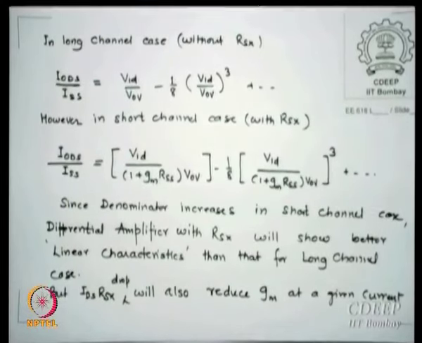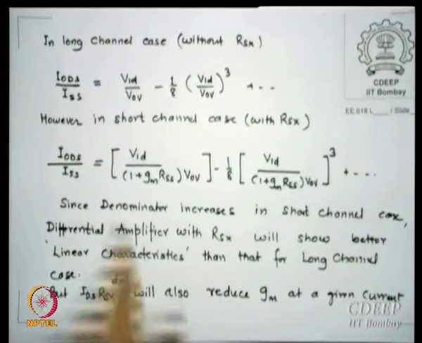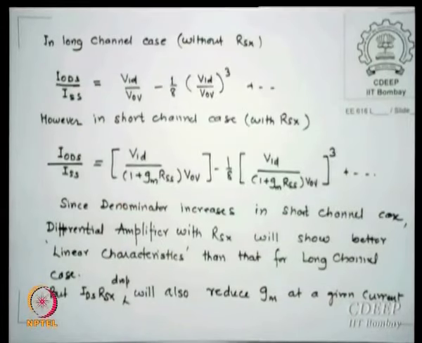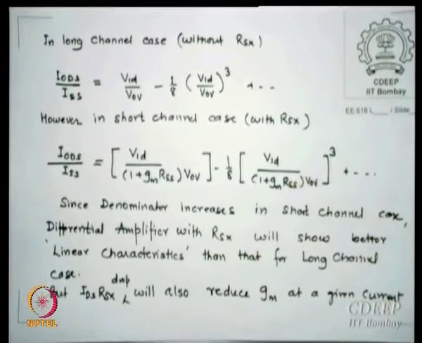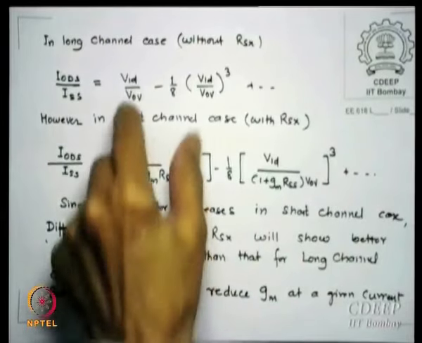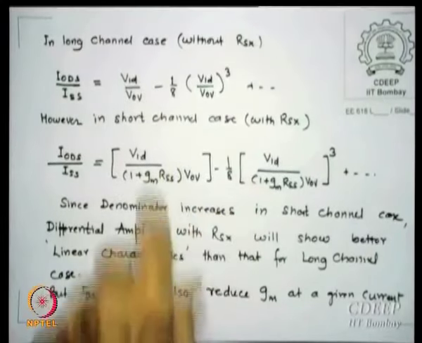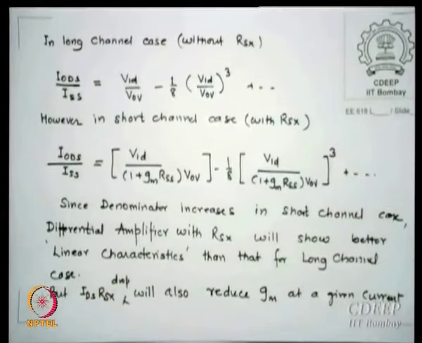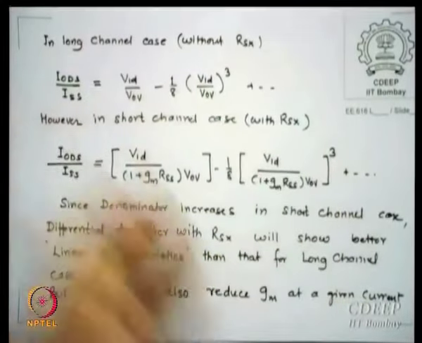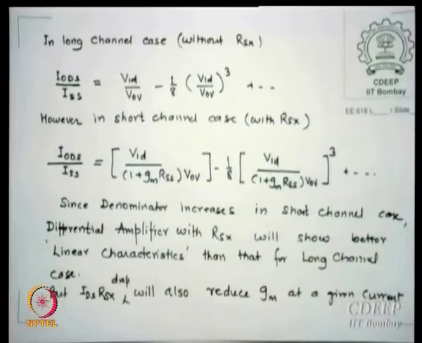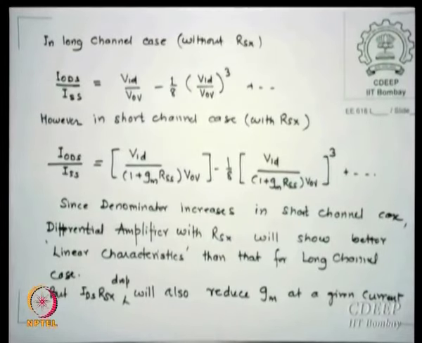However, in a short channel device, what should I replace now? This VOV will become, because of the degeneration, 1 plus GM RS times VOV. We have done it earlier. I am just replacing the source degeneration value. So the new value of VOV will be 1 plus GM RS times VOV, where RS is the source resistance, minus 1/8 of this. Do you see the denominator is increasing in this? Since the denominator is cubed here and increasing, the short channel case, a differential amplifier with RSX, will show you better linear characteristics than the long channel device.